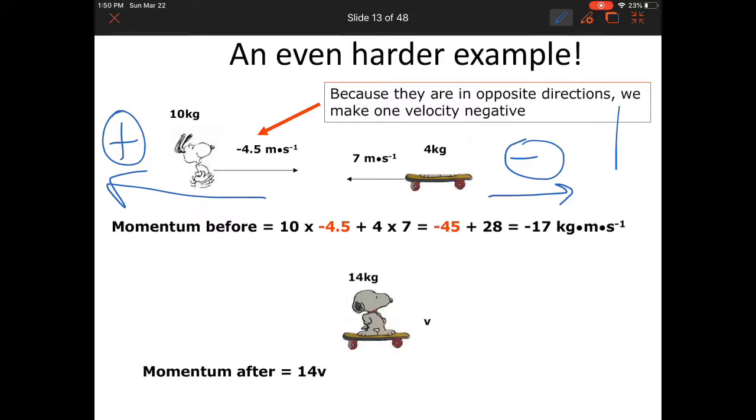Does it matter? It does not. At the end, if I did it the opposite way, I would just end up with positive 17, and I would basically just be referring to positive as the other direction. So in this case, negative 17 is referring to negative this way. You can try it both ways to confirm.